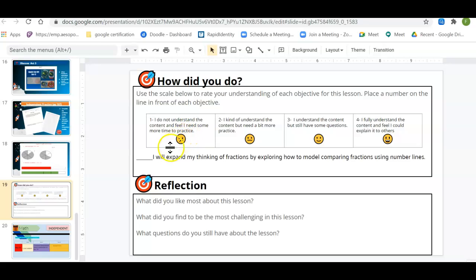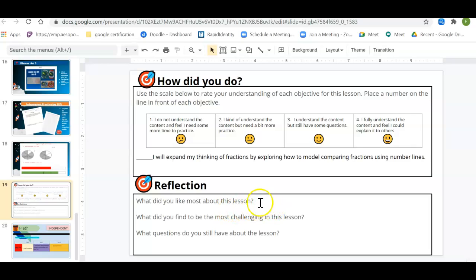1, you did not understand it. 2, you kind of understood it. 3, you understand it, but you still have some questions. 4, you fully understand it. So whichever number applies to you, you're going to write it right here. And also I've got a place down here for you to answer some more questions.